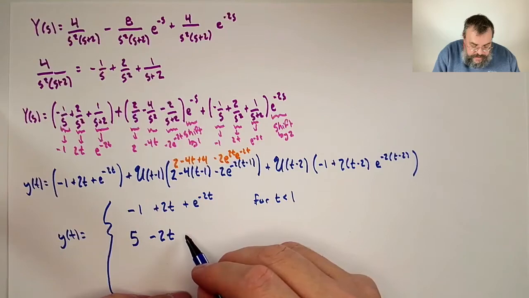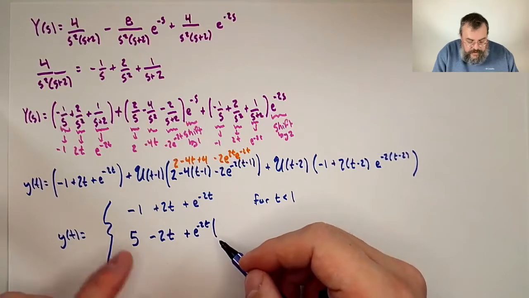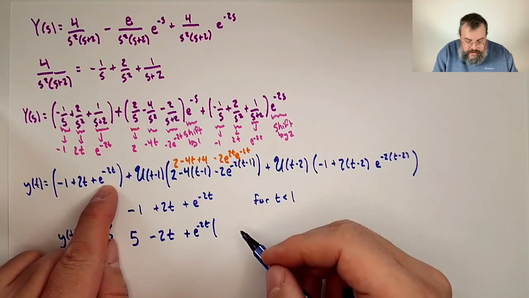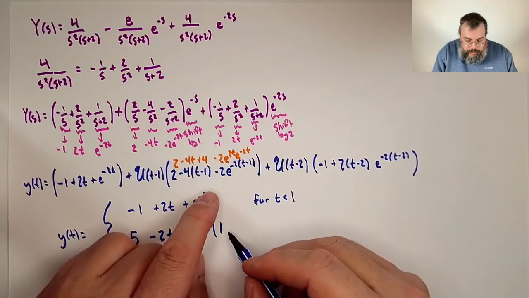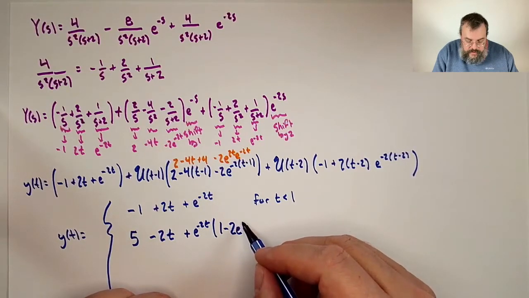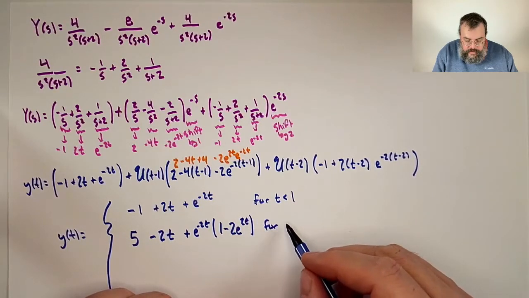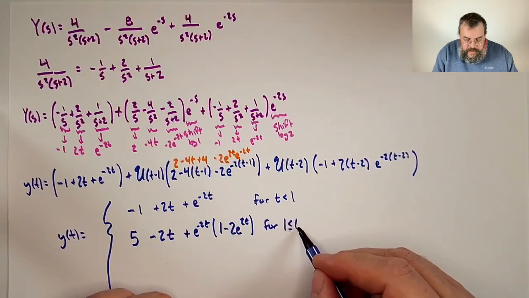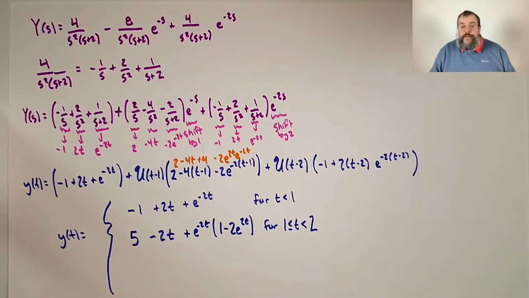And now we have the e to the minus 2t, but you notice what do we have? We have one of them here, and then we have a minus 2 e to the 2t. And this is for starting at time 1 and up to our next interesting point. So up to time 2.